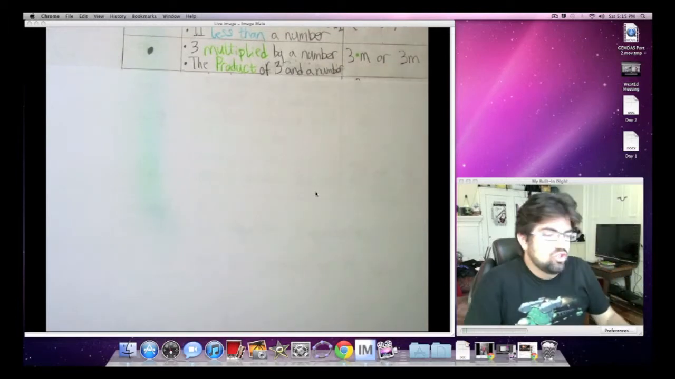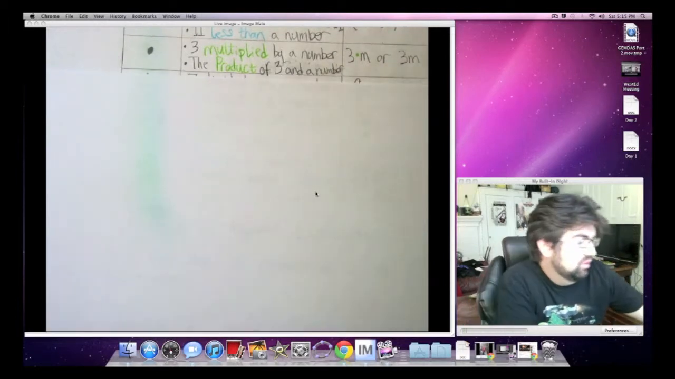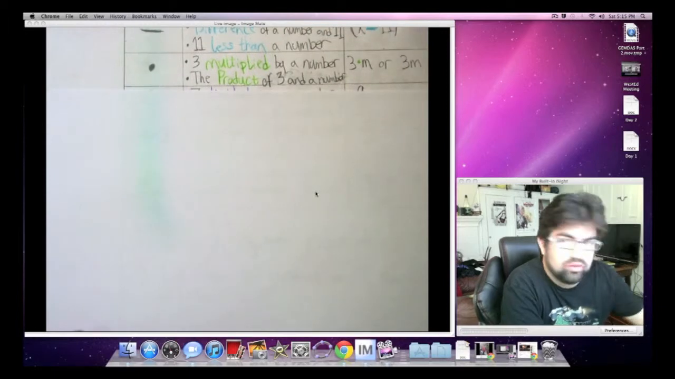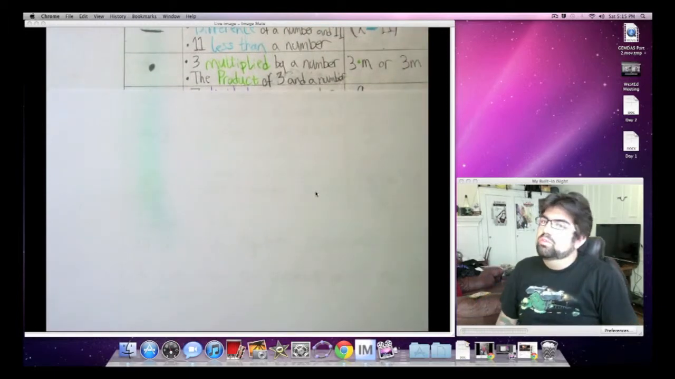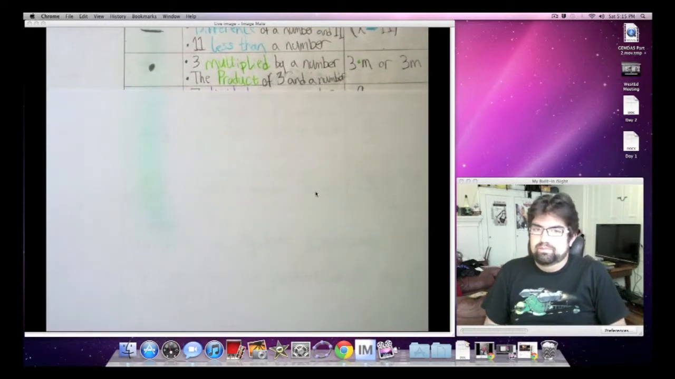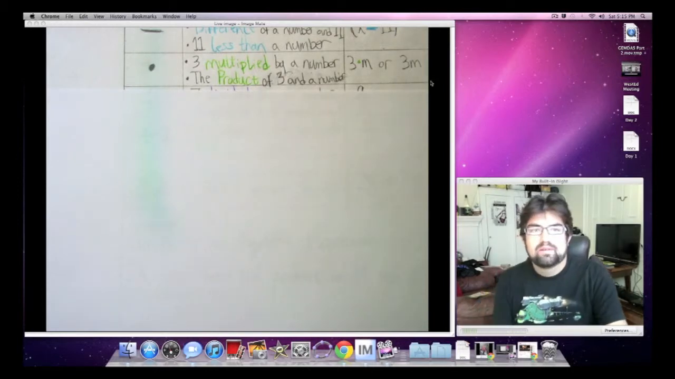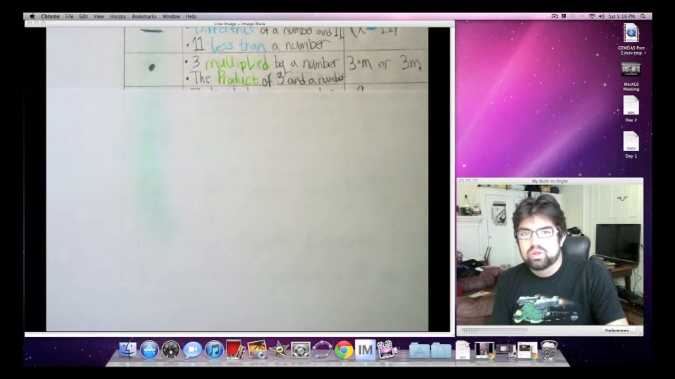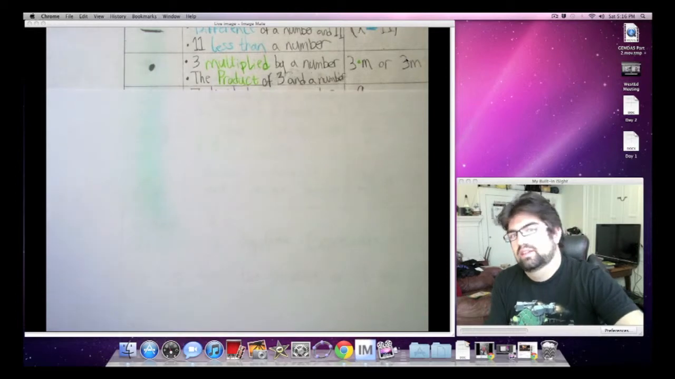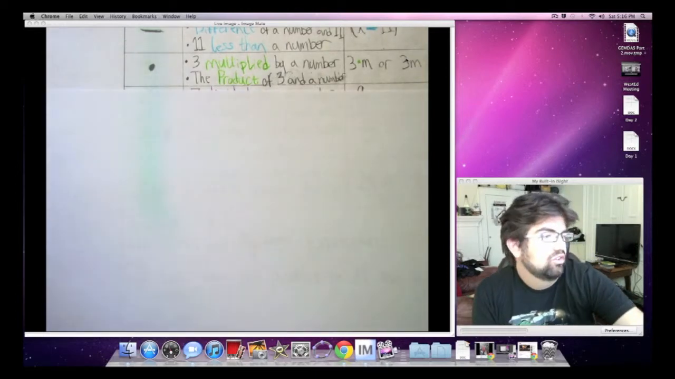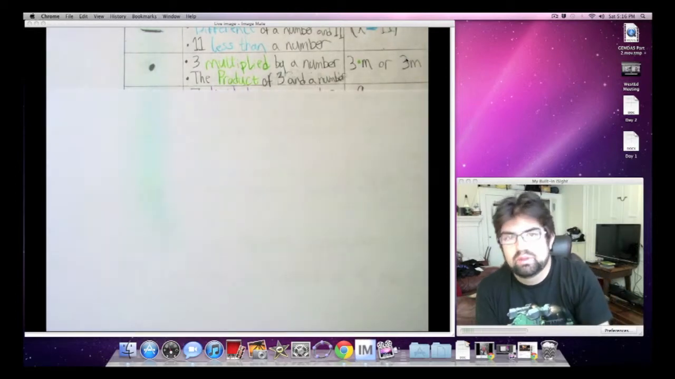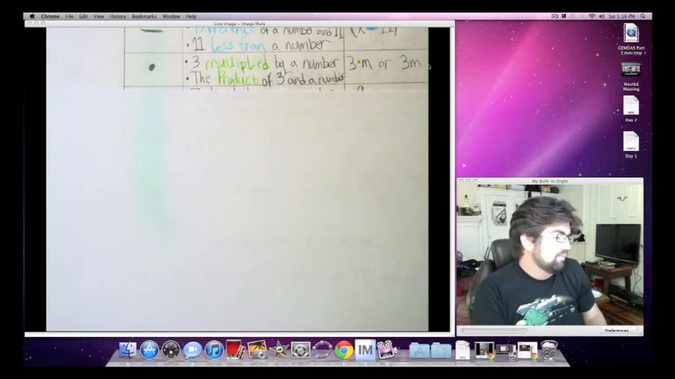Moving right along. Our multiplication part right here. 3 multiplied by a number. So 3 times a number. If you notice also, I have a dot right here. However, oftentimes we'll see it without a dot. It still is there technically, but it's not there. So be flexible about it. Be ready for that.